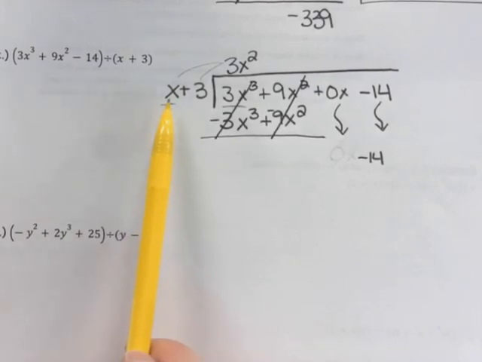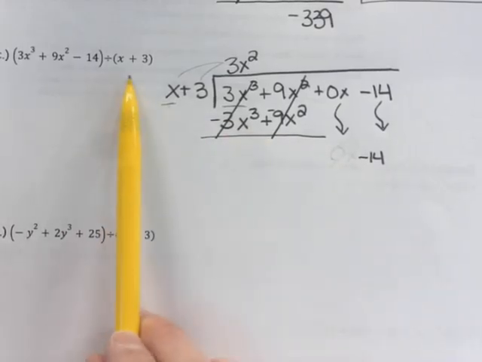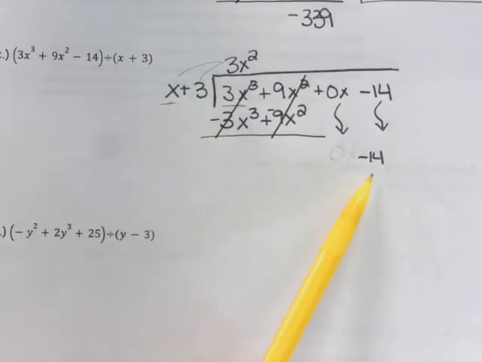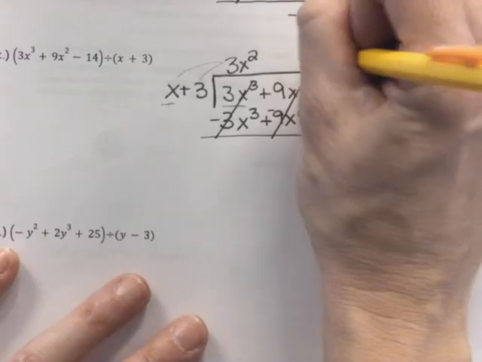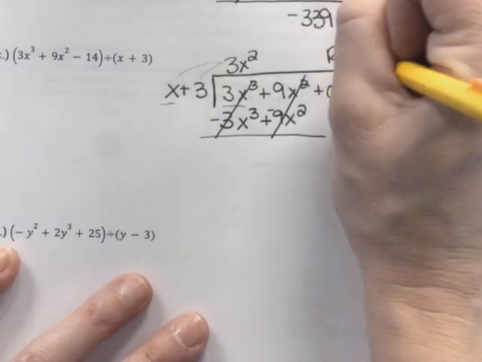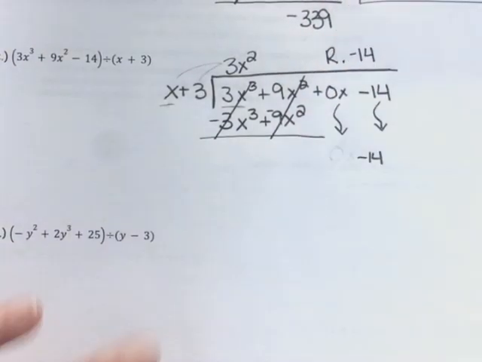And I guess I should have mentioned this last time, but I didn't. Do you see how I get to a point where there's nothing I can multiply x by to make it negative 14? I can't backtrack and make the x disappear. I'm not a magician. So once you get to a point where you have an x, but this doesn't, there's nothing more you can do. So this is going to be my remainder. So my remainder is negative 14.